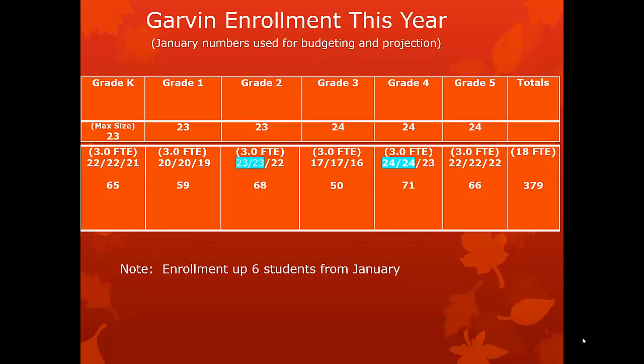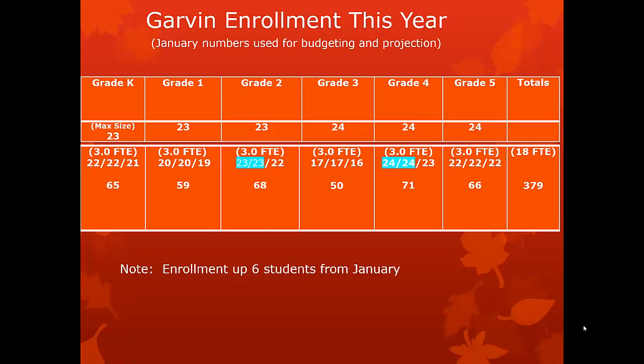I thought it would be helpful to show an example here to illustrate how this works. Here on this slide we have Garvin School. This was the January enrollment we used for budgeting and projection purposes. On the top you see the grades K to 5. Next you see the max class size for each grade level.